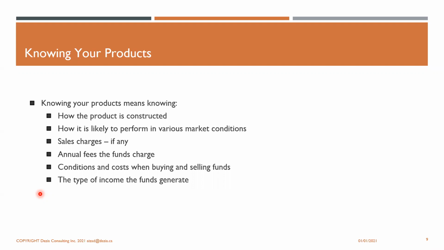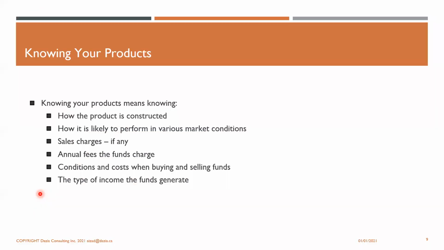Conditions and costs when buying and selling the funds. So what is the situation if they're going to buy and sell the funds? What are the conditions and costs if they sell, is there a deferred sales charge or not? The type of income. So what are the three types of income funds can generate? Who wants to tell me what are the three types of income? Dividend, capital gain, and interest. Perfect, exactly, yes. So those are three types of income, and can this fund get that type of income or not? That is your know your product.